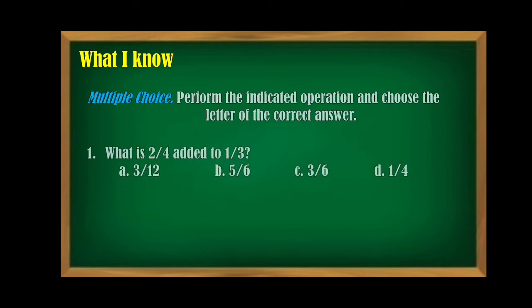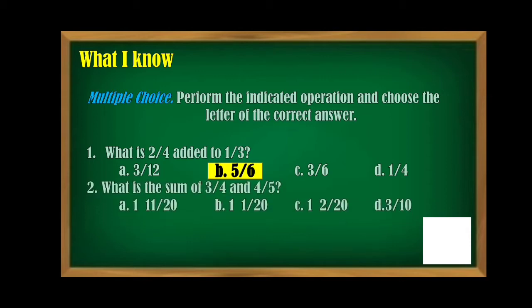First, what is 2/4 added to 1/3? Is it A. 3/12, B. 5/6, C. 3/6, or D. 1/4? Alright, the correct answer is letter B, 5/6. How about the second one? What is the sum of 3/4 and 4/5?